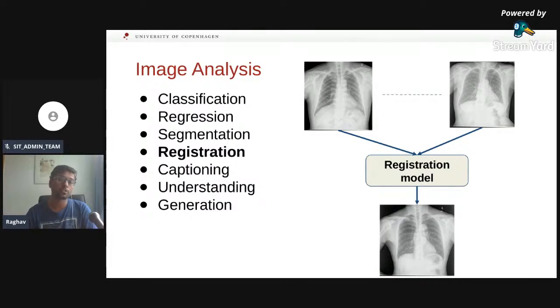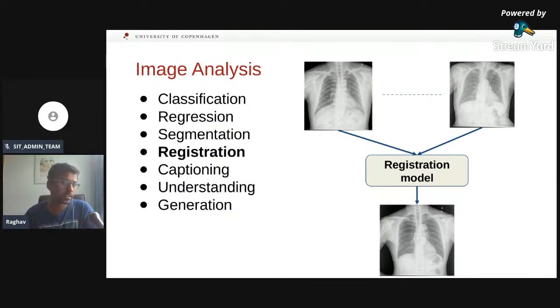And to be able to do this, you want to take successive images through every day, for instance, and then compare them. To do this comparison fairly, you want to first align them and then see which region has improved or which region has deteriorated. So this process of taking two images of the same patient, for instance, and then aligning them is called registration.